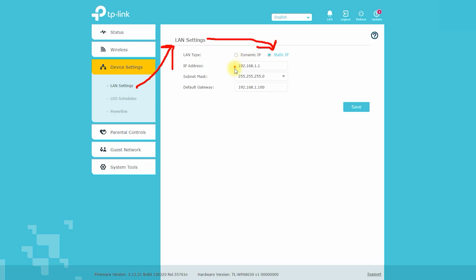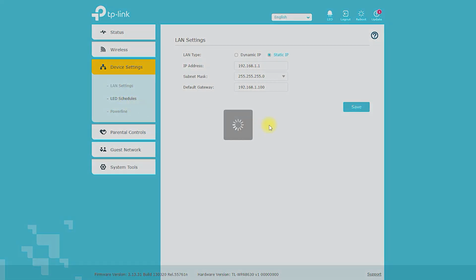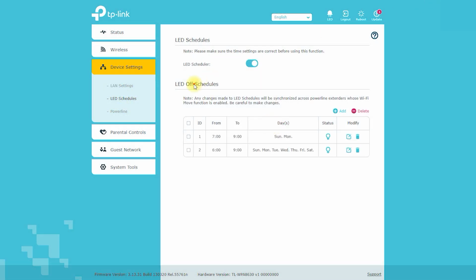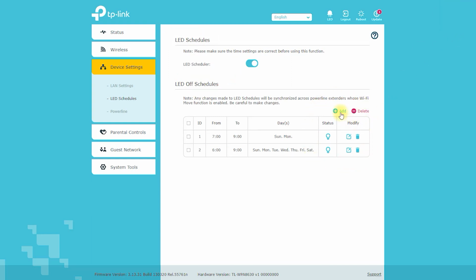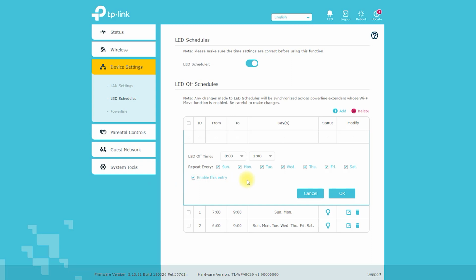The TP-Link TL-WPA8630P kit AV 1300 Gigabit Passthrough Powerline AC Wi-Fi kit is designed for anyone who wants to extend their Wi-Fi coverage throughout their home using their existing electrical wiring. This product is especially useful for those who have Wi-Fi dead spots or weak signals in certain areas of their home, such as basements, attics, or rooms that are far from the router.